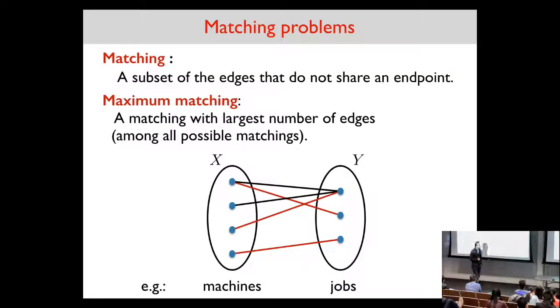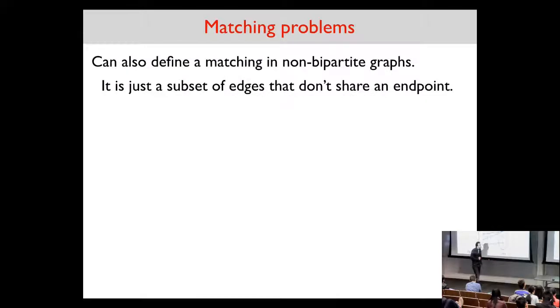Okay, so now let's look at another problem. We've been looking at this, let's define it as well: maximum matching. It's another fundamental problem. In some sense, it's even more fundamental than the stable matching problem. As we said, a matching is a subset of the edges that do not share an endpoint. A maximum matching is a matching with the maximum number of edges.